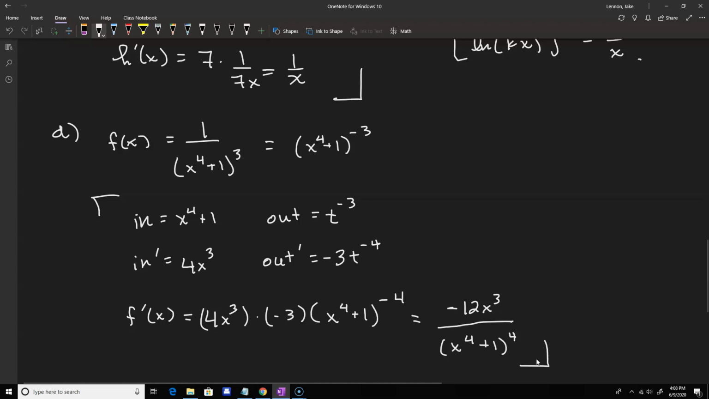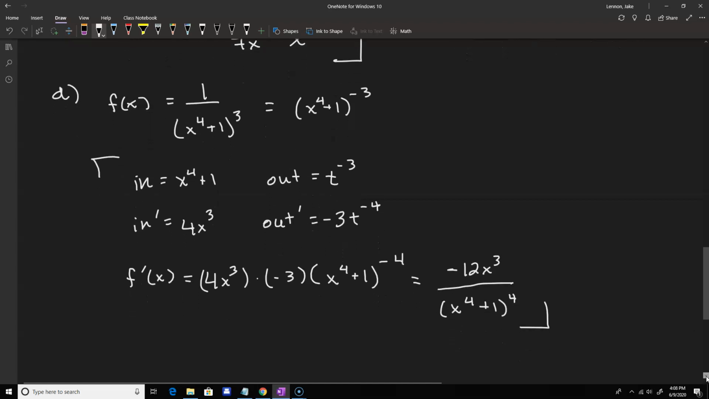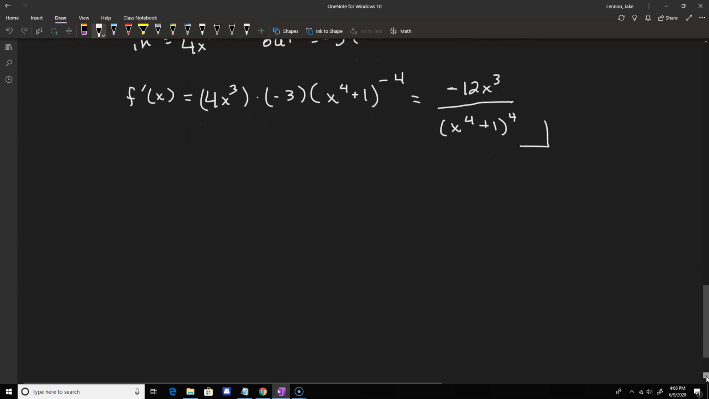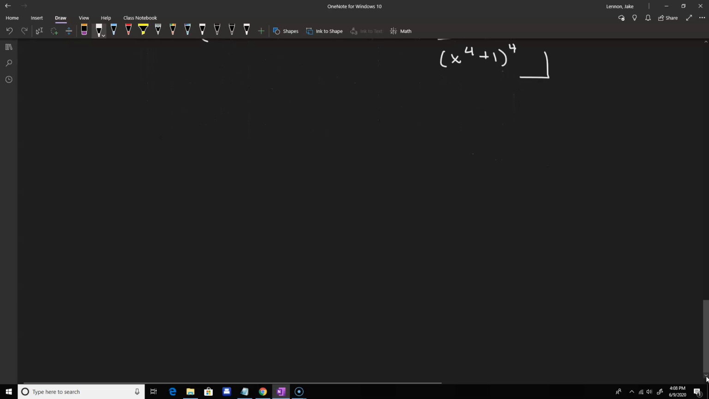Okay, so let's go ahead and look at some that are perhaps even a combination of things. So some examples that are perhaps a bit trickier, but will also allow us to review some product and quotient rule stuff that we've seen. So let's look at the following example. So what we want to do here is differentiate.